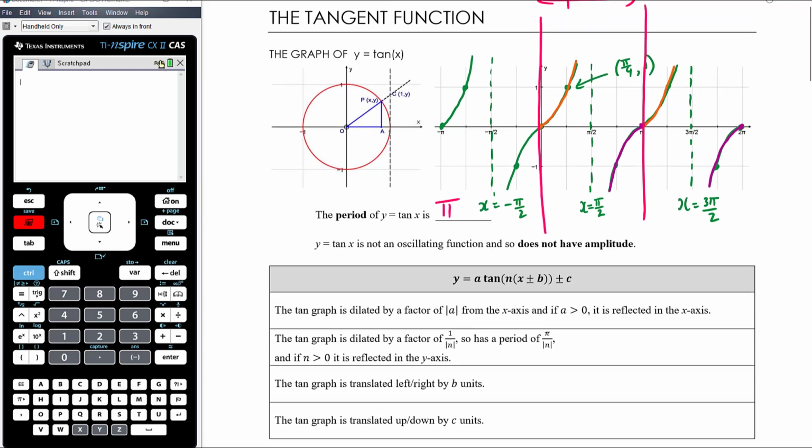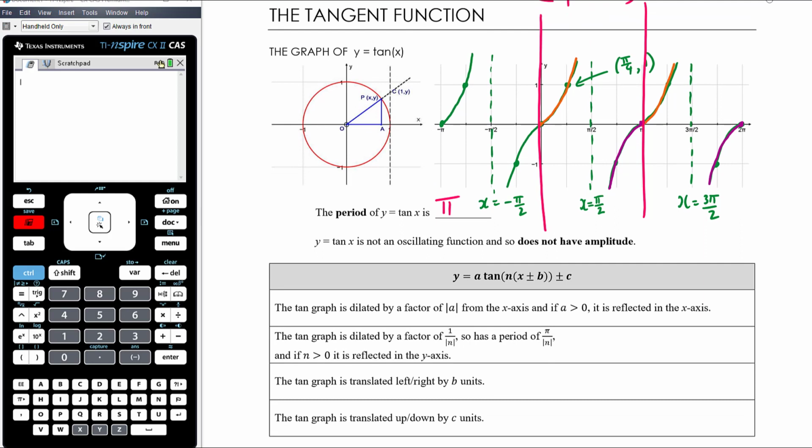Now, one other thing, sorry, before we do that, is tan is not an oscillating function. Okay, it's not oscillating between two fixed values like sine and cos do, and so it does not have amplitude. Amplitude being the distance that it moves away from the average, the central value, up to the maximum and then down to the minimum. So it doesn't have amplitude.